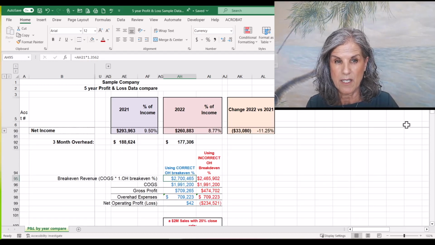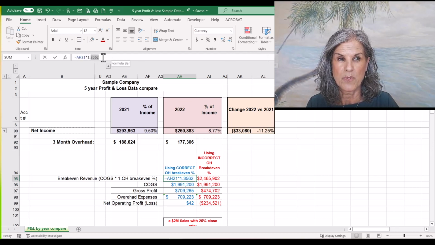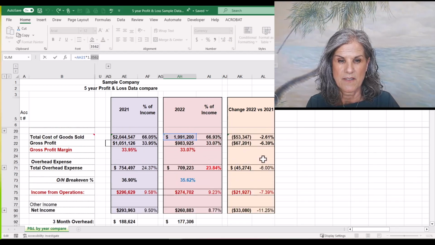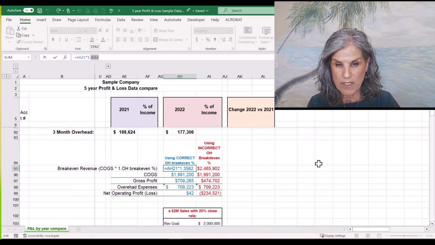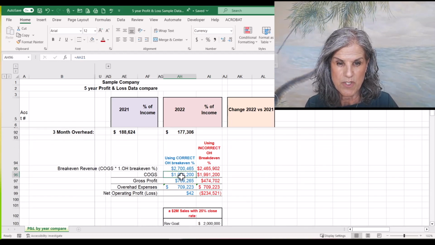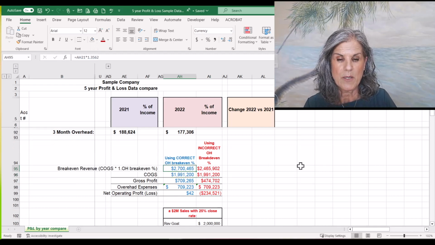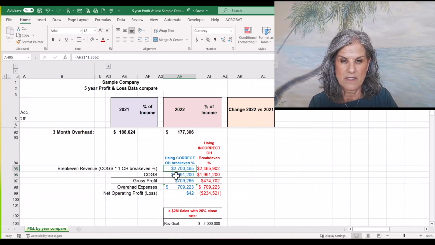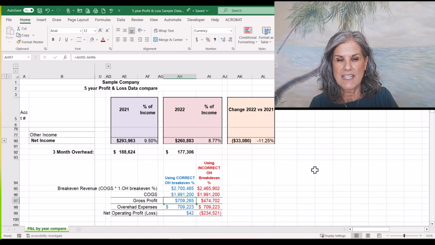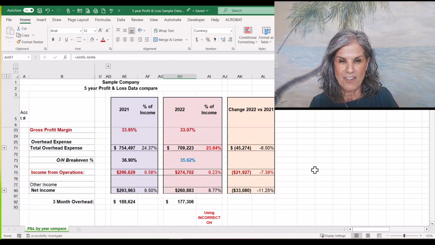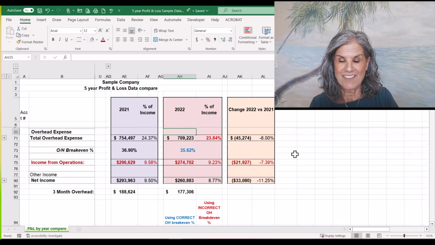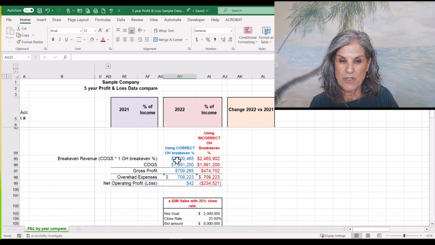And I mark it up by 35.62%. Remember, that's my number right here. So I mark it up by 35.62%. That gives me a contract price of $2,700,000. Less my cost of goods sold gives me gross profit of $709,000. My overhead costs are $709,000. So by marking up 35.62%, I just break even on the bottom line.